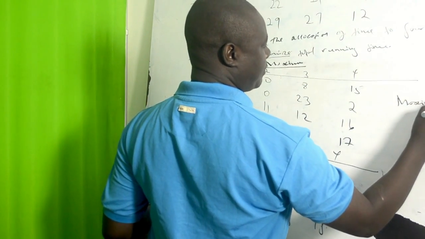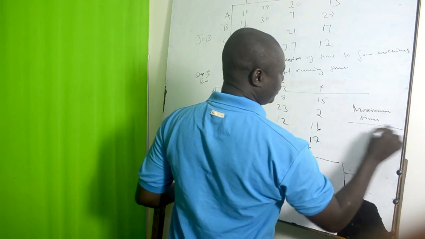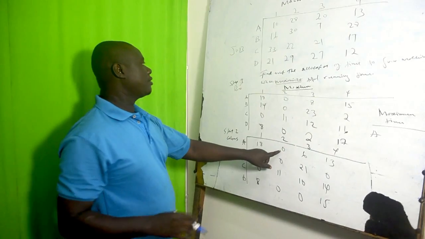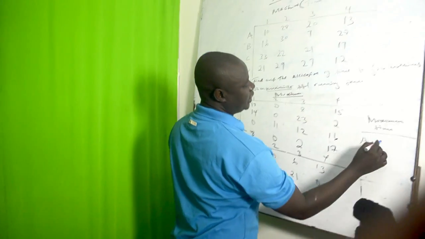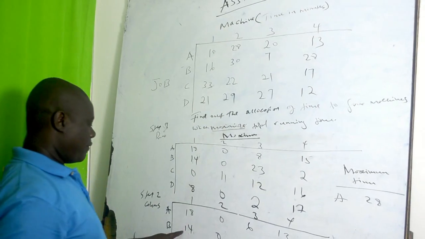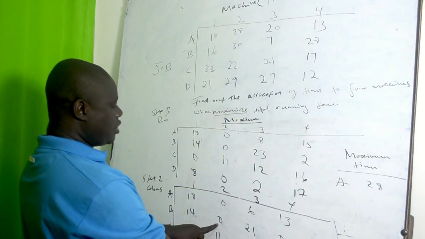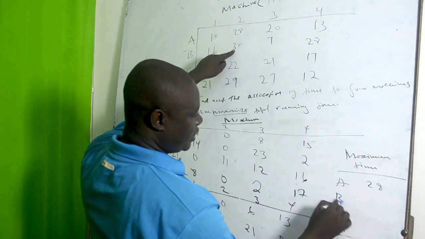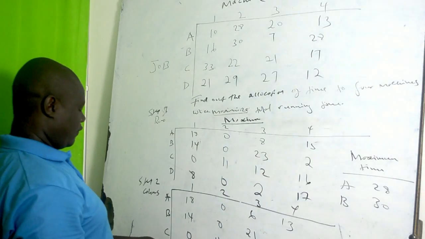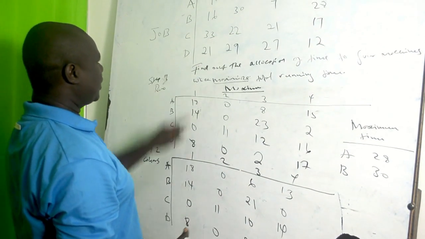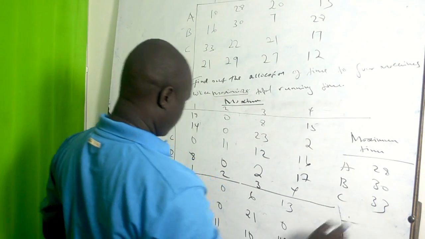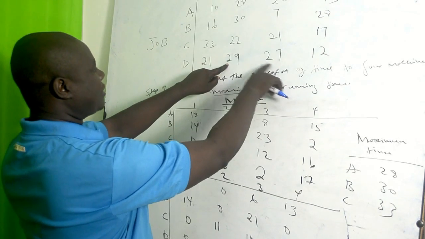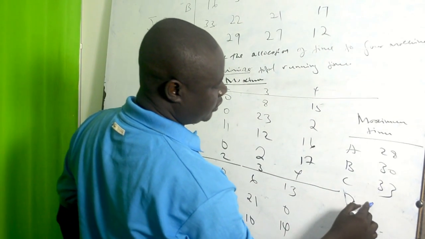After that, you look at the maximum time. So for A, look at where we have 0. At A, we have 0 at this place, and look at the original number, which was 28. For B, it is here and here. So it is this one and this one. Which one is maximum? It is 30. So B is 30. For C, it is the first one, which is 33. And for D, it is this one and this one. Which one is maximum? 29. So D is 29.